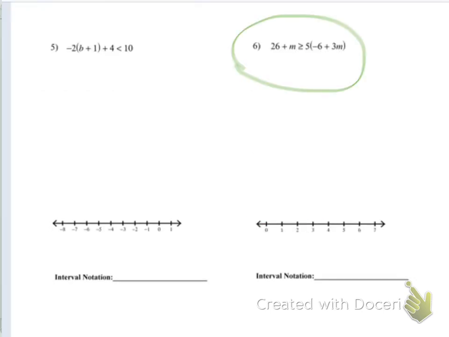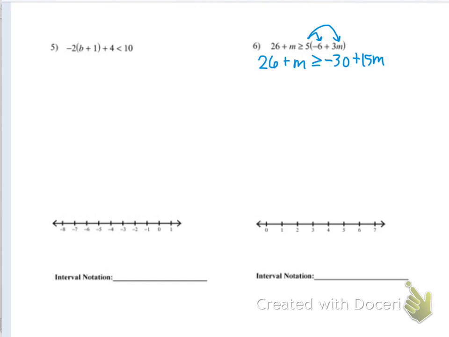Okay, moving on to number 6. I'll get rid of this real quick. Okay, a lot going on in number 6. I have parentheses. Inside the parentheses, we do not have like terms, so we can't do any math in there, but we can distribute this 5. So I'm going to rewrite this as 26 plus m is greater than or equal to -30 plus 15m.